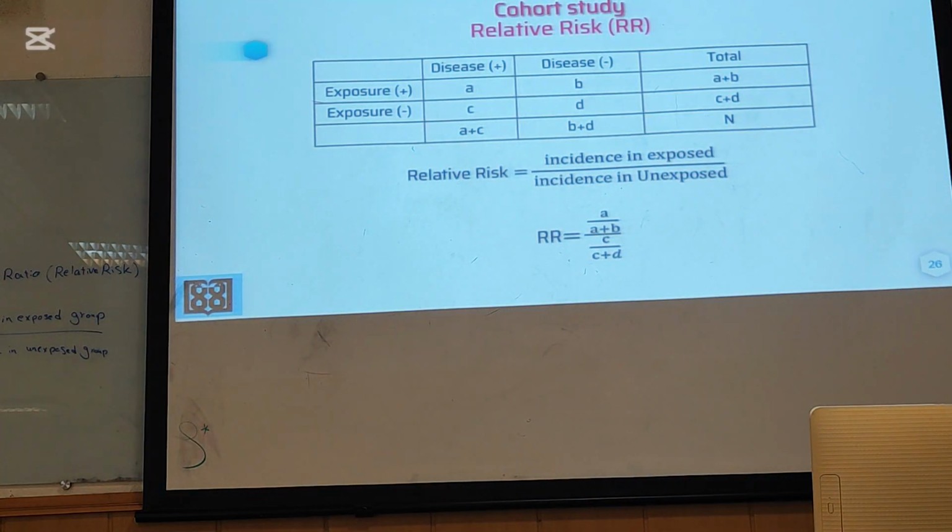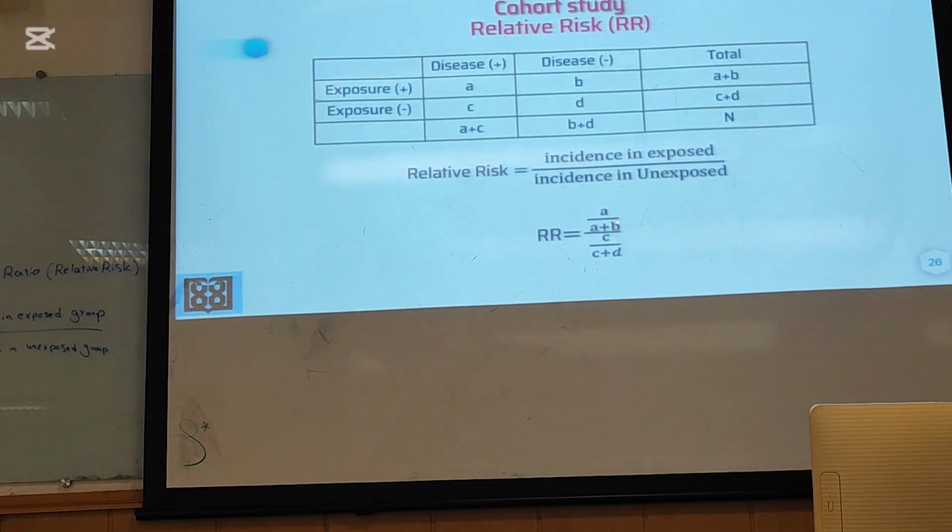For calculating relative risk in a cohort study, this is its formula. Incidence in exposed divided by incidence in unexposed. It means A divided by A plus B, and C divided by C plus D.